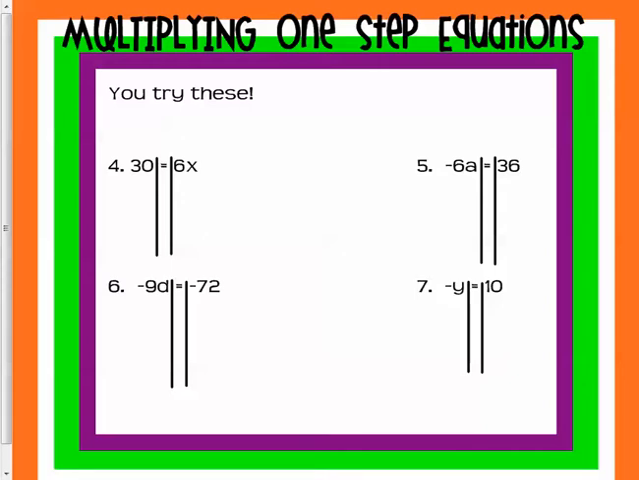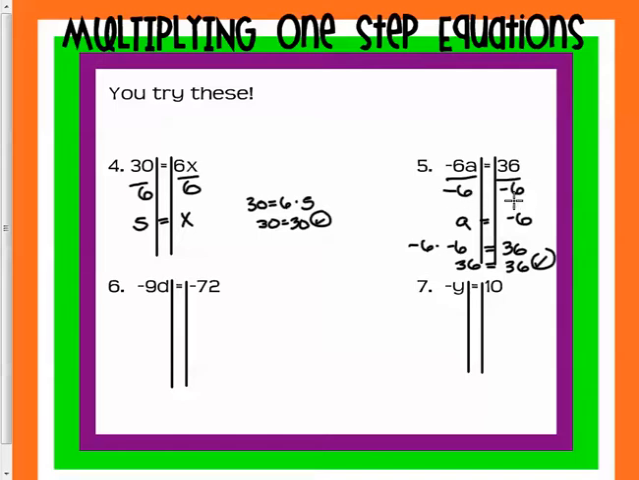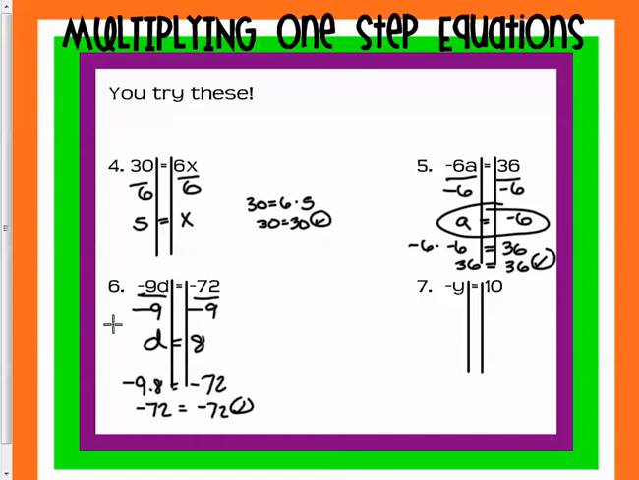Here is my work. I divided by 6 and I got 5 for x, and I checked it, and 30 does equal 30. On number 5, I divided by a negative 6 and I got a equaling also a negative 6, and a negative times a negative is a positive, and 6 times 6 is 36. On this one, I divided by a negative 9 and I got 8. I plugged it back in, and a negative 72 equals a negative 72. And on number 7, I divided by a negative 1 and I got y equals a negative 10, and a negative times a negative 10 is the opposite of that, so it's 10 equals 10.